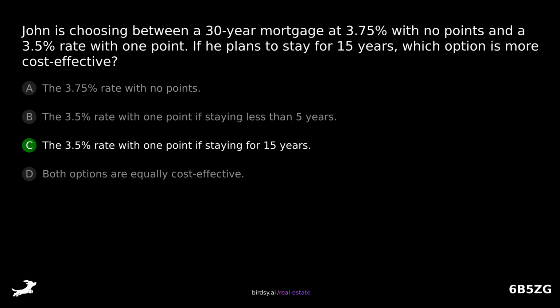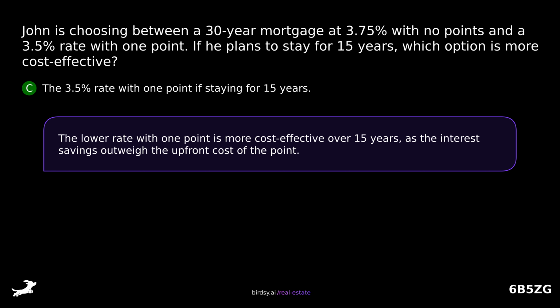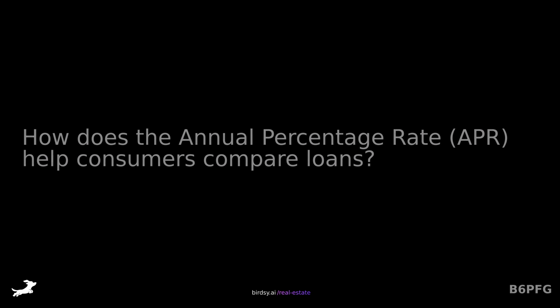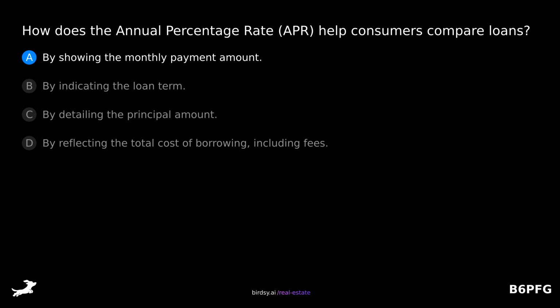The correct answer is C, the 3.5% rate with 1 point if staying for 15 years. The lower rate with 1 point is more cost-effective over 15 years as the interest savings outweigh the upfront cost of the point. How does the annual percentage rate, APR, help consumers compare loans? Is it A, by showing the monthly payment amount, B, by indicating the loan term, C, by detailing the principal amount, or D, by reflecting the total cost of borrowing, including fees?